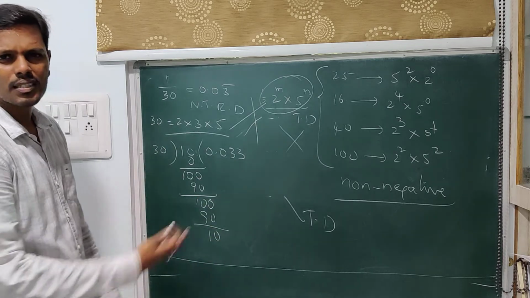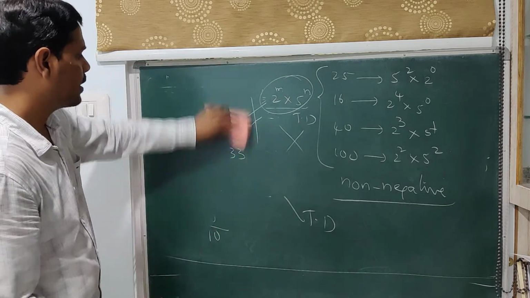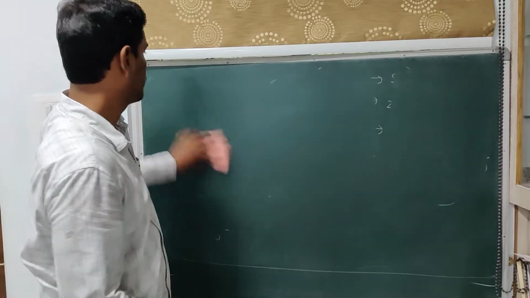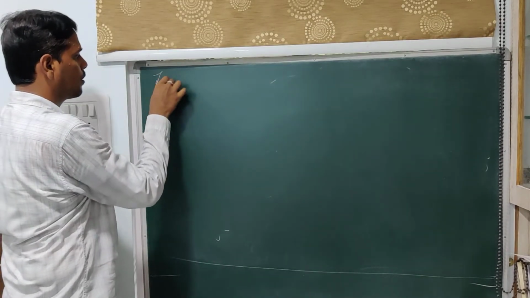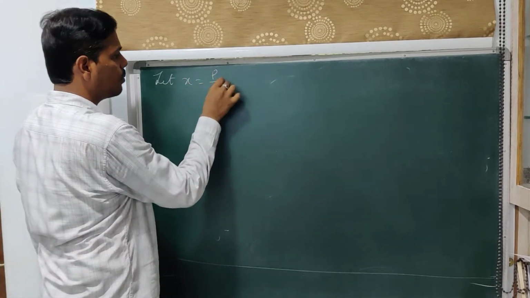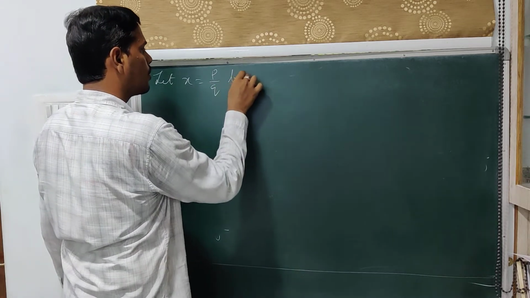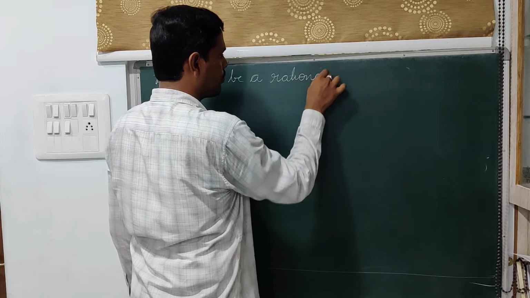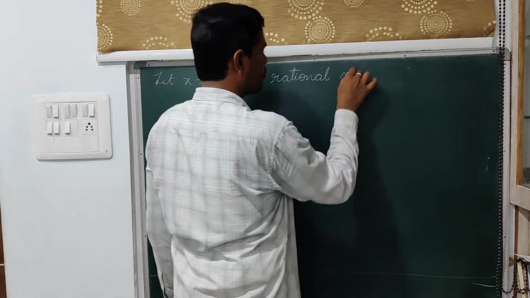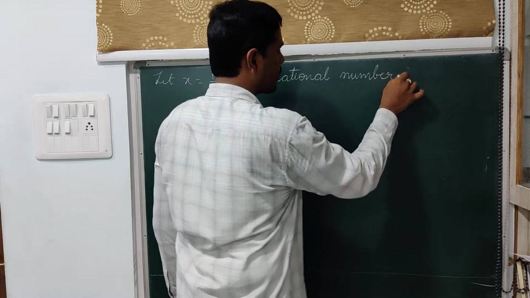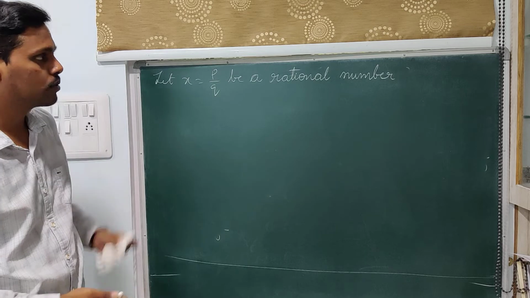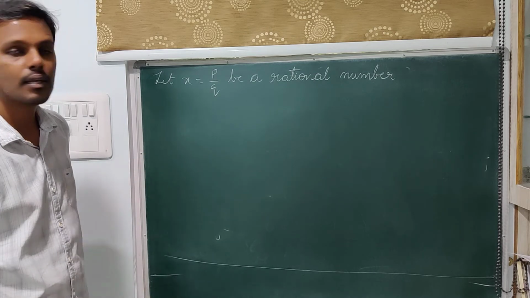Now I will be formalizing the same. Whatever I have said, I will be writing in the form of a statement. That is what you call a theorem. So let x is equal to p by q be a rational number.